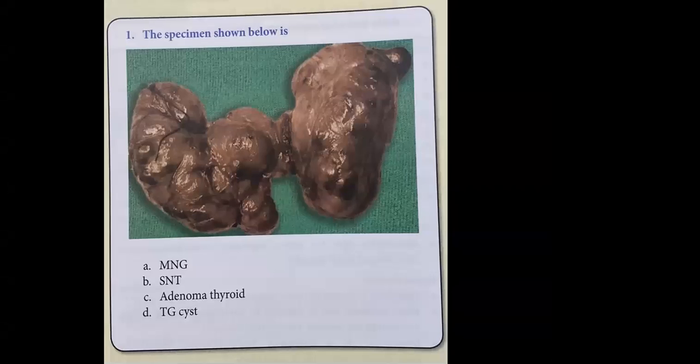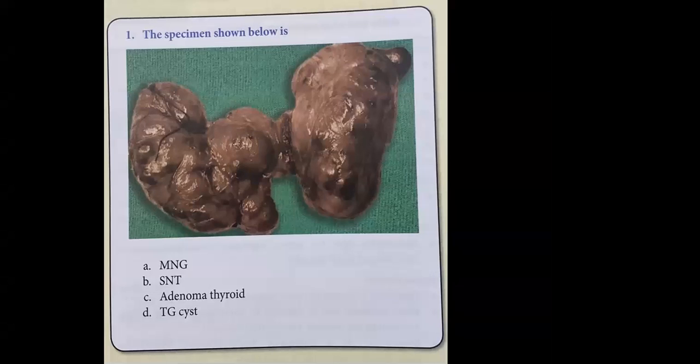So one more spotter for you. So what is this? This is a resected specimen of thyroid. Okay. Yes, good. Yes, very good. So the specimen is a multinodular goiter.